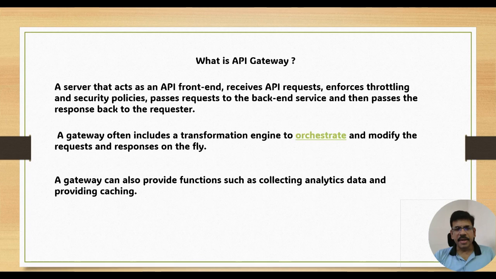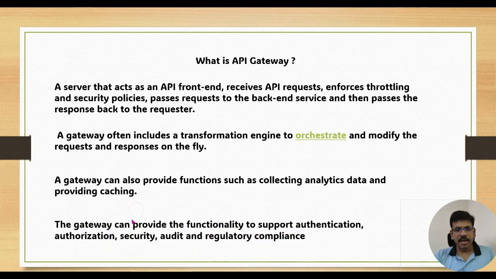Also, API Gateway can provide functions such as analytics data and caching. It is a gateway that provides the functionality to support authentication, authorization, security, audit, and regulatory compliance. So it's absolutely necessary to protect our API from unauthenticated access, and API Gateway provides all the functionality to support authentication and more.